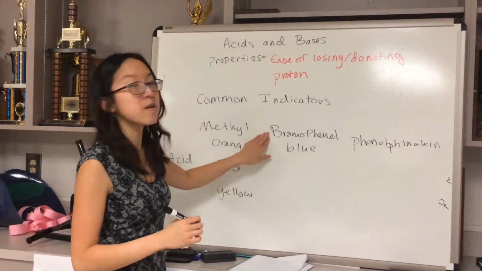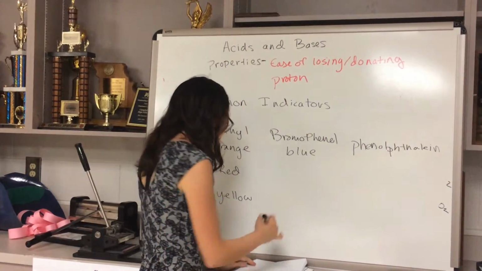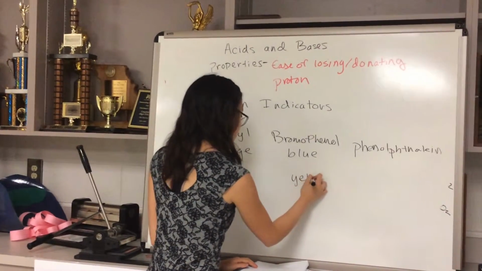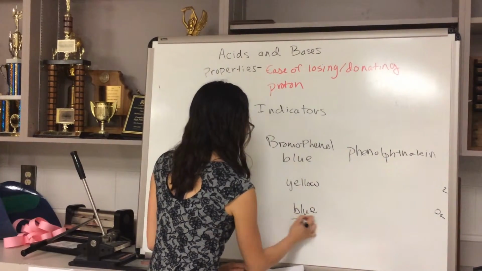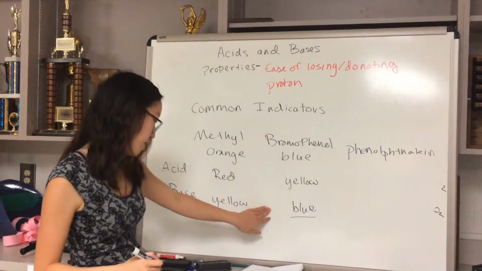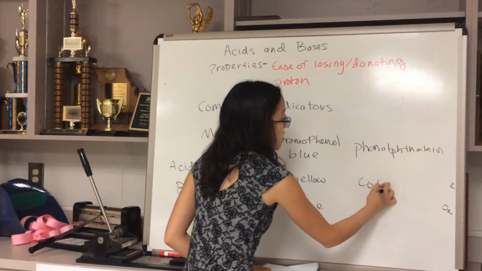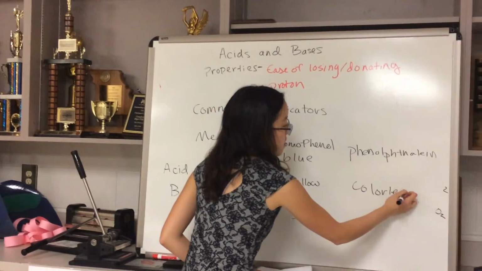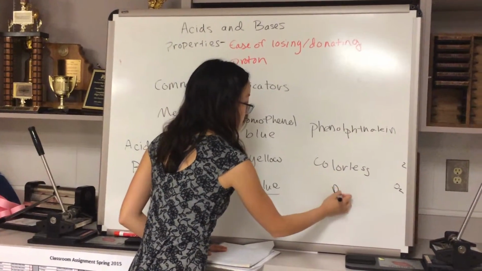For bromophenol blue, not bromothymol, as I said before, bromophenol, our acid will turn yellow, and our base will turn blue. And that's important to remember. And for our phenolphthalein, for an acid, it shouldn't have any color, colorless. And then our base will be red.